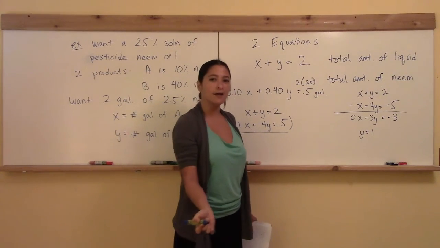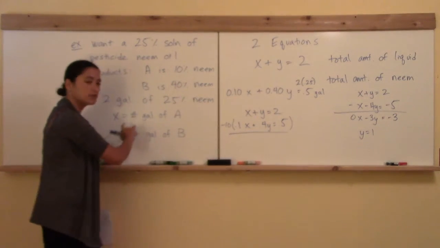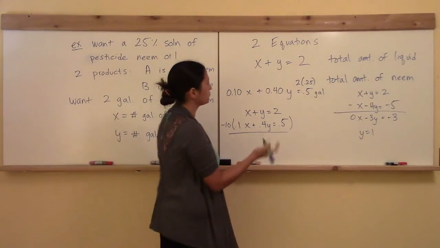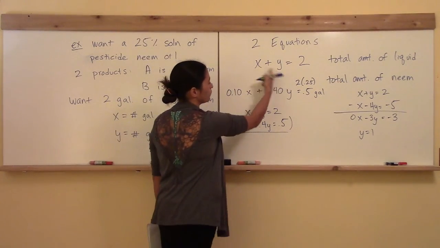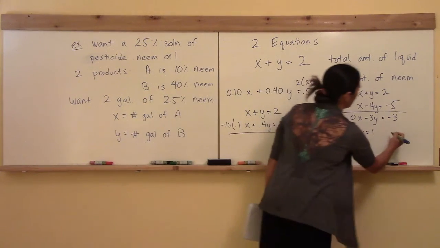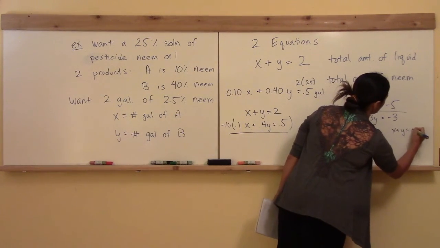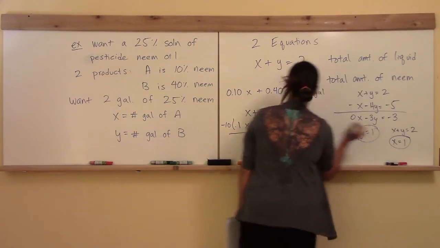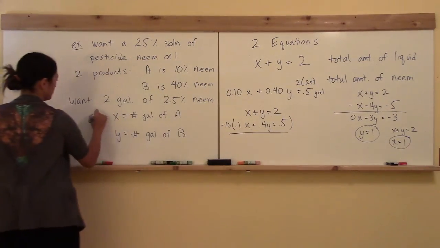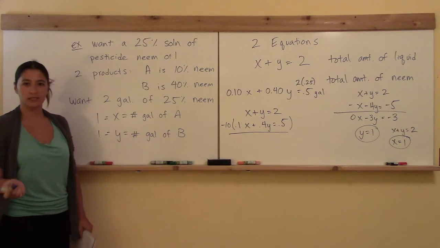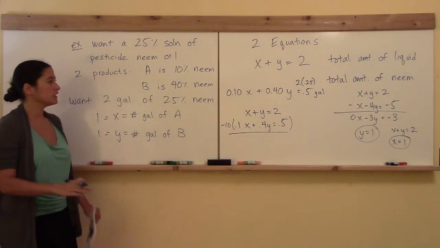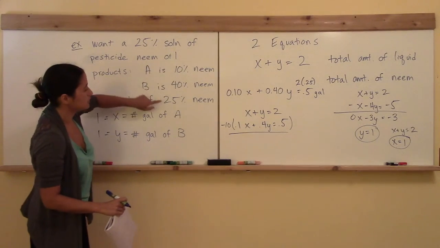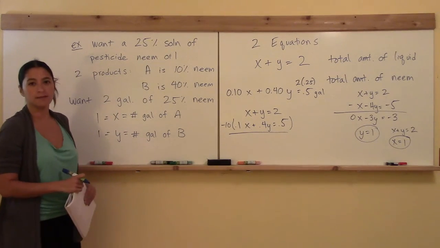Okay, so I got it. The number of gallons of solution B I'm going to use is 1 gallon. And how much from X? Well, if I use 1 gallon of Y, then since X plus Y is equal to 2, X must also equal 1. So I'm going to take 1 gallon of the X, 1 gallon of the Y, mix that together, and I'll get 2 gallons at the average concentration. You may note that the average of 10 and 40 is 25%.